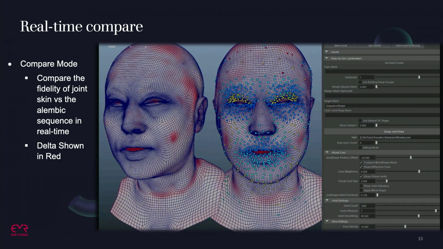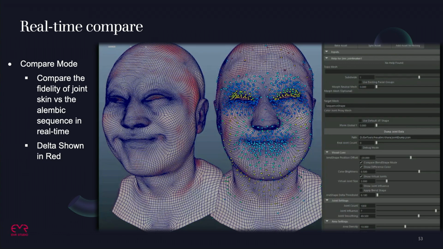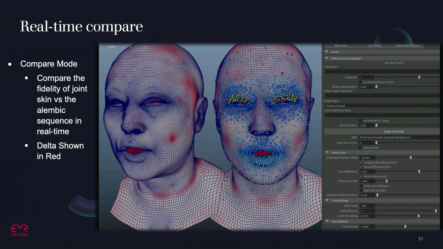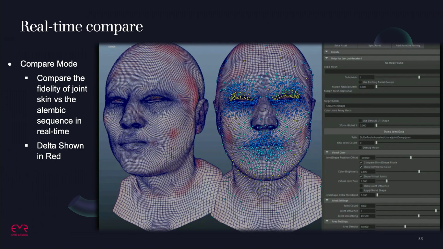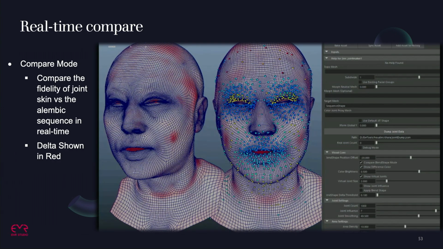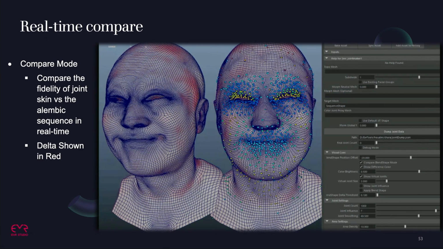Special debug mode lets the user compare between the Alembic sequence and the bone-driven mesh. Here, the greater the discrepancy between the two, the redder it gets. We can also see the virtual joints on the bone mesh.